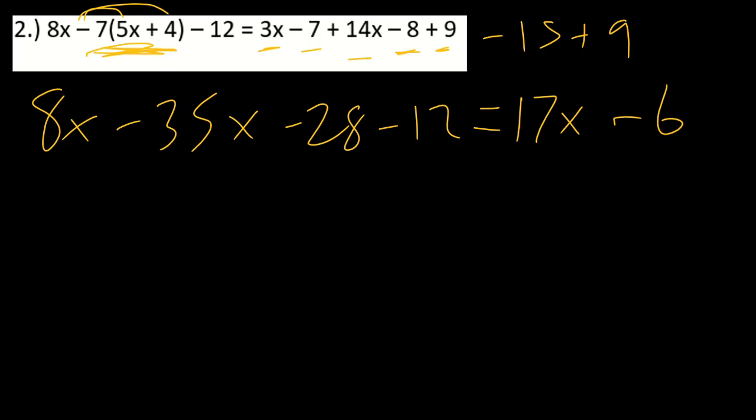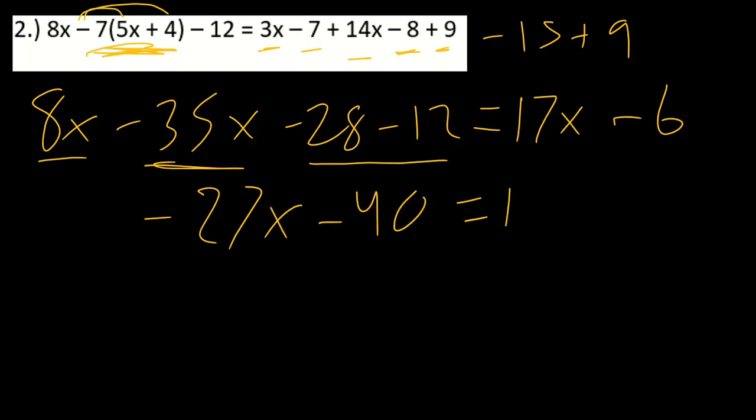Now from here, I still have to simplify the left-hand side one more time. So let's go ahead and combine our 8x and our minus 35x. Notice they're just right beside each other. We don't see that too often. And that would be what? Negative 27x. And the negative 28, negative 12 will be negative 40 is equal to 17x minus 6. I move on to my second question.